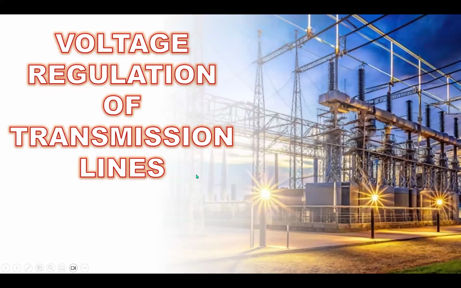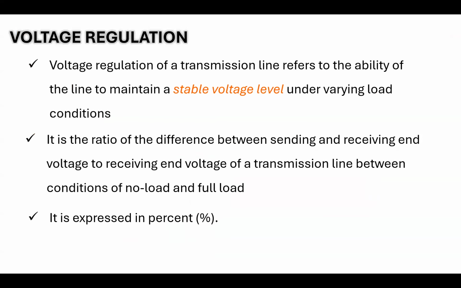Today we're going to talk about the voltage regulation of transmission lines. Voltage regulation of a transmission line refers to the ability of the line to maintain a stable voltage level under varying load conditions. It is the ratio of the difference between sending and receiving end voltage to receiving end voltage of a transmission line between conditions of no load and full load. It is expressed in percent.